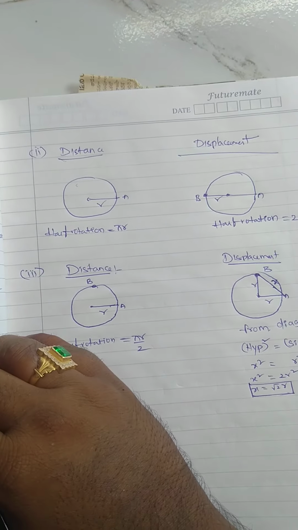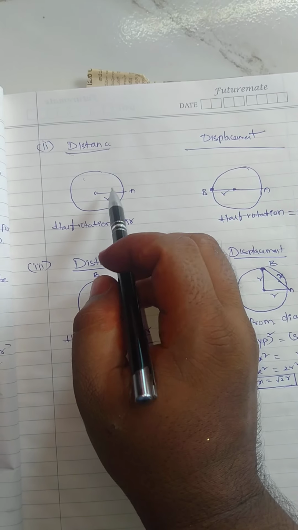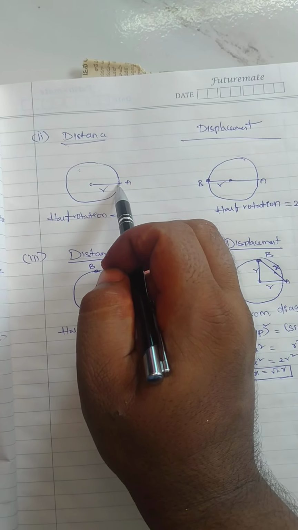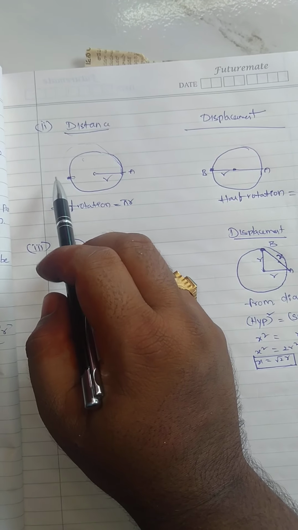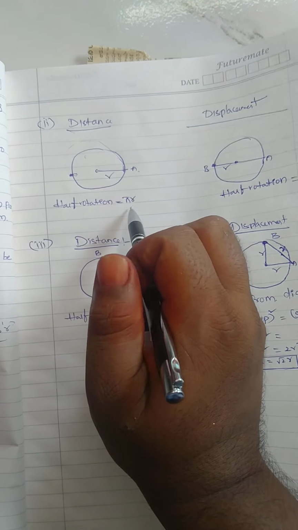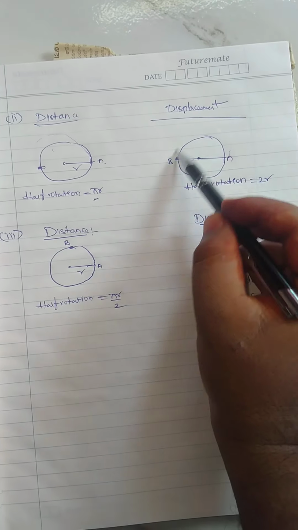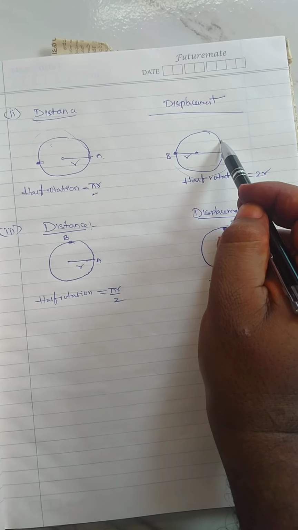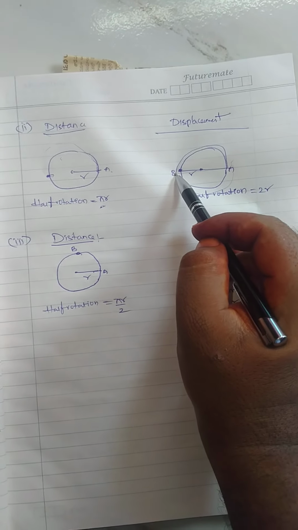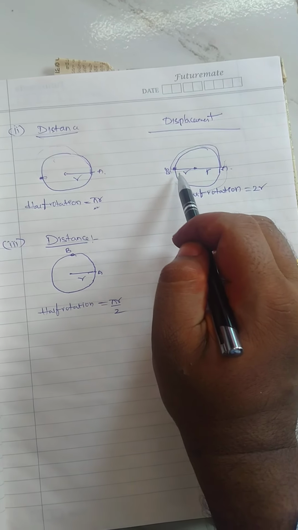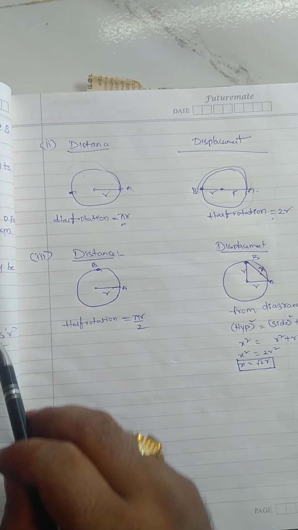For the second question, for half rotation, how much distance and displacement? For full rotation the distance is 2 pi r, so for half rotation it is 2 pi r by 2, which is nothing but pi r. For full rotation the displacement is 0, but for half rotation, from here to here, it is the shortest distance between the initial and final position. From here to the center it is r, and from the center to here it is also r, so r plus r equals 2r.